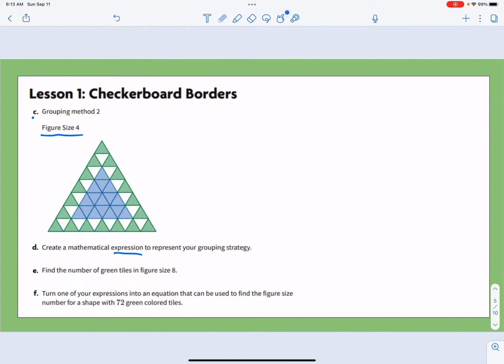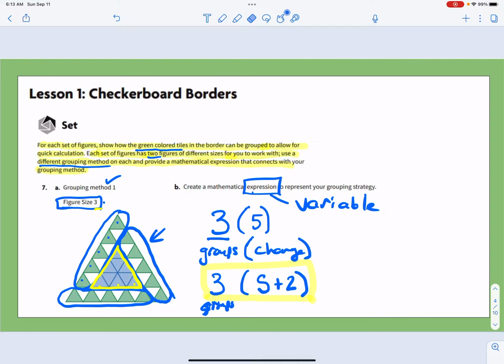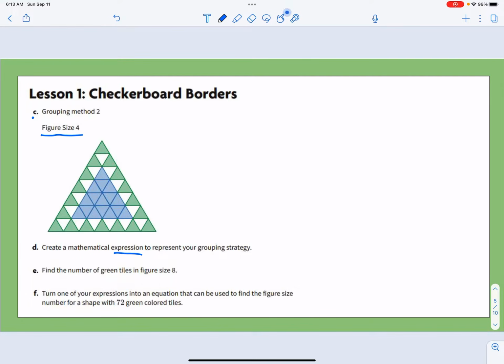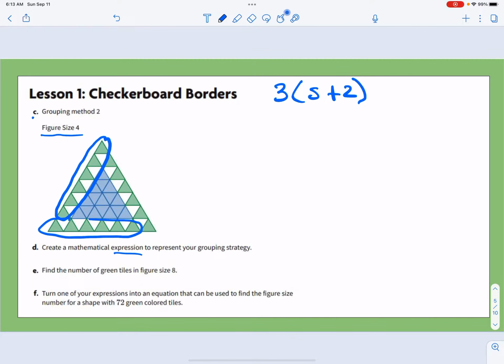So let's use the same grouping method real quick. I know it wants to use a different one, but for now I'm going to use the same grouping method. I had 3 times s plus 2. I'll make a little note of that right here. I had 3 times the size plus 2 as the expression I used. So in this case, if I use the same grouping method, first of all, I have that one, I have that one, and I have that one. And if I use 3 times s plus 2, I can figure out what that's going to be.